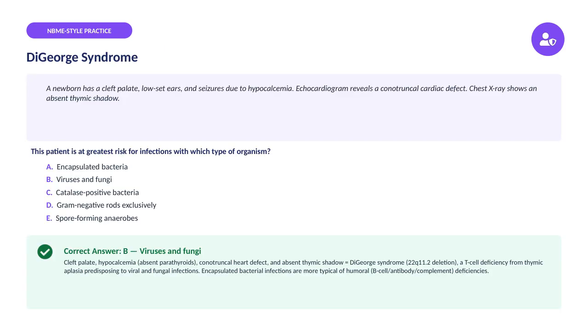This newborn shows classic signs of DiGeorge syndrome, including a cleft palate, low-set ears, seizures from low calcium due to absent parathyroids, and a conotruncal heart defect seen on echocardiogram. The chest X-ray revealing an absent thymic shadow confirms thymic aplasia, which leads to a deficiency in T cells. Because of this T cell immunodeficiency, the patient is most vulnerable to infections caused by viruses and fungi. This contrasts with infections from encapsulated bacteria, which typically occur in humoral immune deficiencies involving B cells or antibodies. Understanding these distinctions helps direct appropriate clinical care and infection prevention strategies for patients with DiGeorge syndrome.